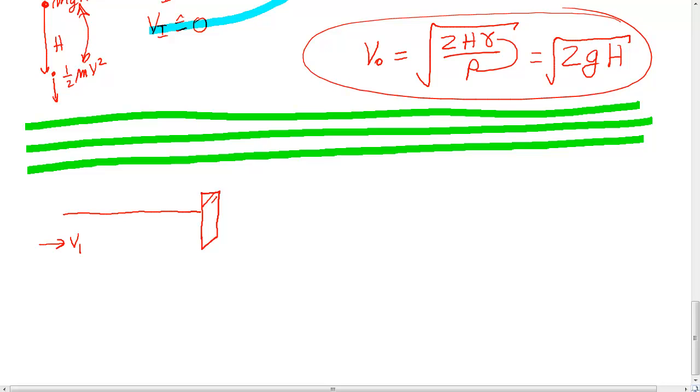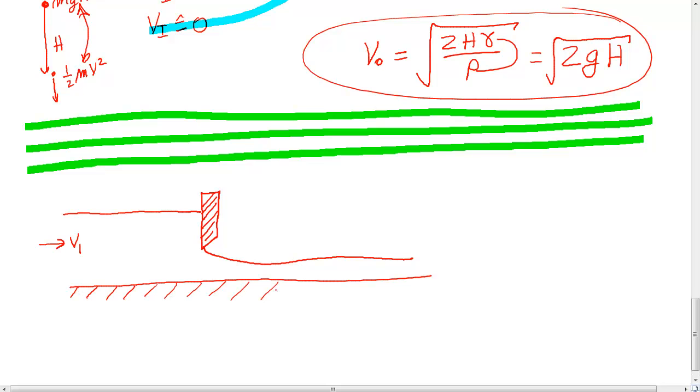Sometimes they call it a sluice gate. We can call it a log or something. But then what happens is it goes underneath it. This part is the ground. And we're going to assume no losses. Now, what a loss might incur is some other type of turbulence down here, but this is a simpler problem, so we're just going to go with this.